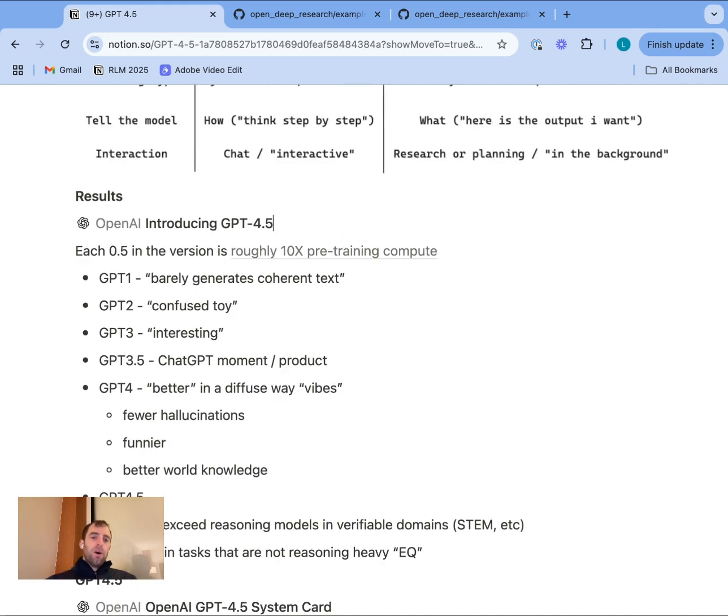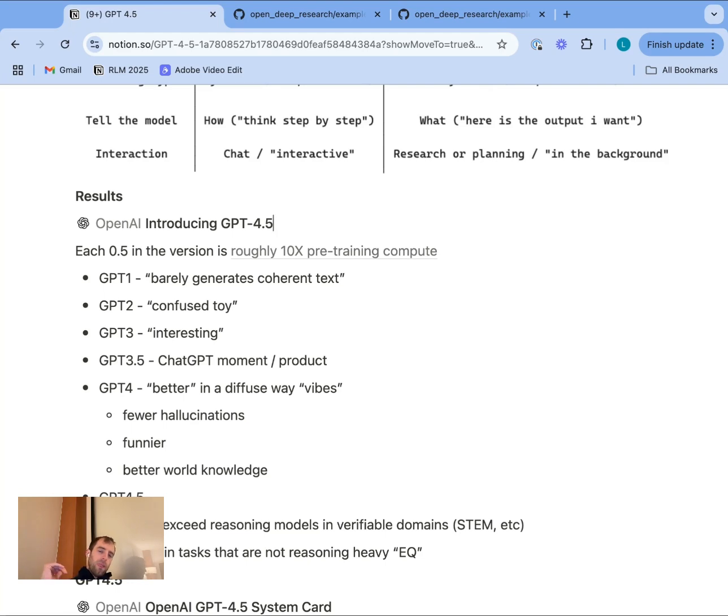So Karpathy made this point, which is quite nice, that you can look through the models and go to GPT-1, barely generates coherent text. GPT-2, kind of a confused toy. GPT-3 was interesting. Wasn't a product, it was interesting. 3.5 was obviously the major ChatGPT moment. Now with GPT-4, that's when things are kind of interesting. The step from 3 to 3.5 was a clear step that kind of shook the world.